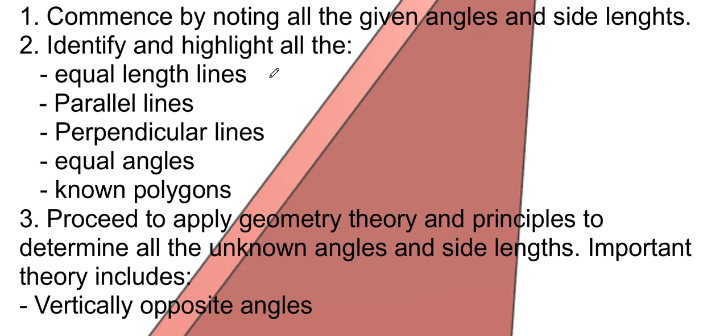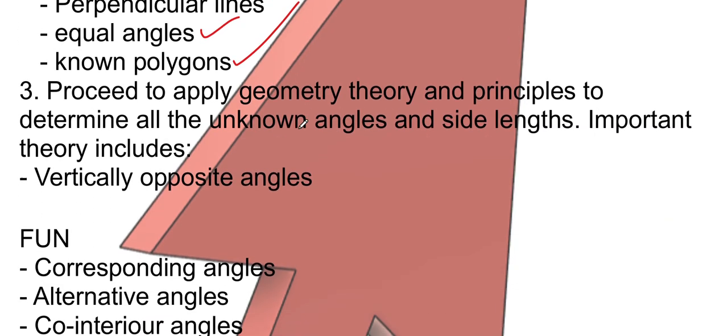After noting all the side lengths and all the angles in the given sketch, you now go on to highlight equal lines, parallel lines, perpendicular lines, equal lines again, sorry, and then known polygons, to say, I see a parallelogram there, I see a rhombus there, I see an equilateral triangle there. So you note them, and the best thing you can do for yourself is to have different color highlighters or different color pens which will allow you to highlight these things so that you can easily analyze your work.